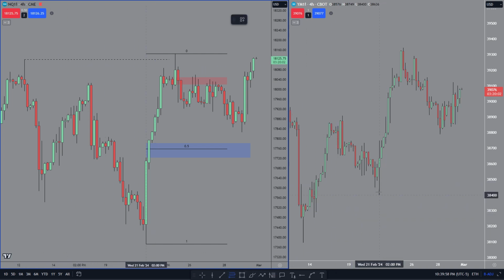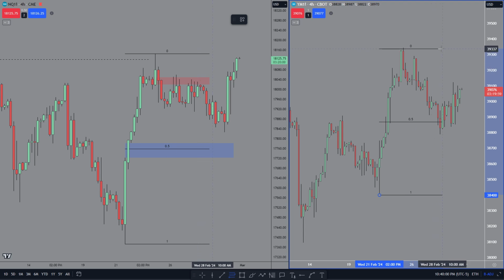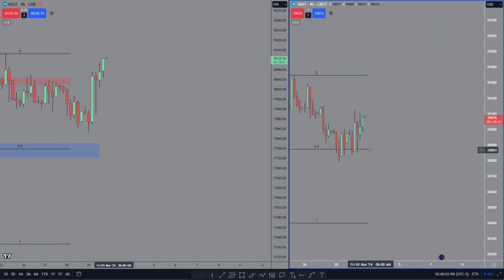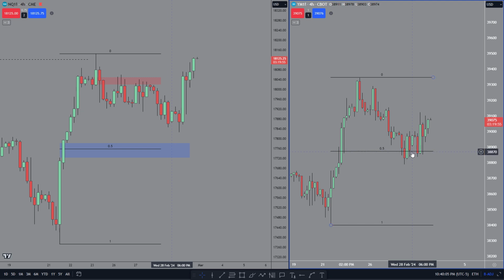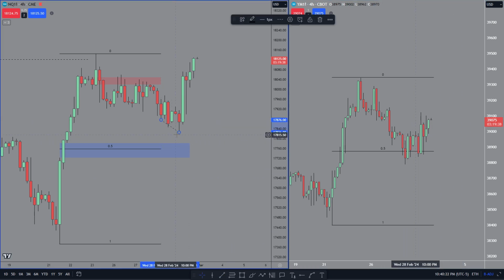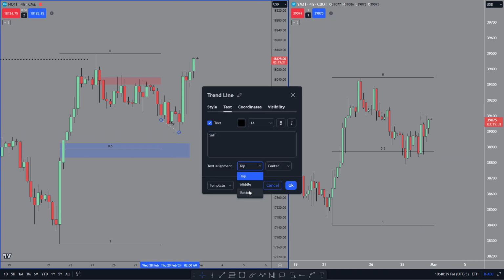So measuring here on the Dow from the same swing points, the Dow reached equilibrium. It reached into discount here. And also, look at the candles here. The Dow started to make higher lows here. And you can see on the NASDAQ, we were making lower lows. So right there, we have our SMT. Okay, so we have our SMT aligning here.